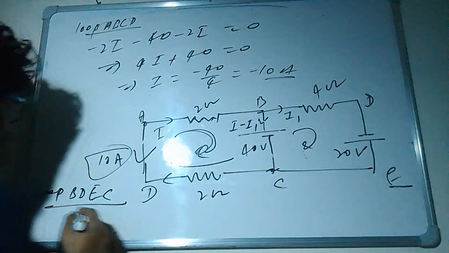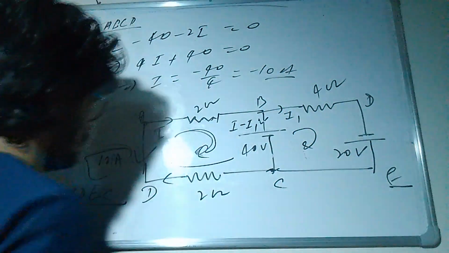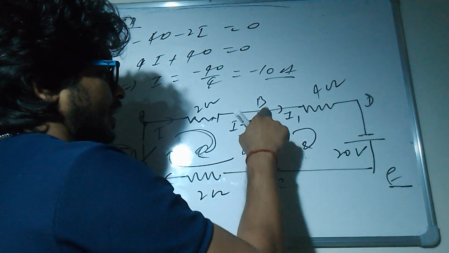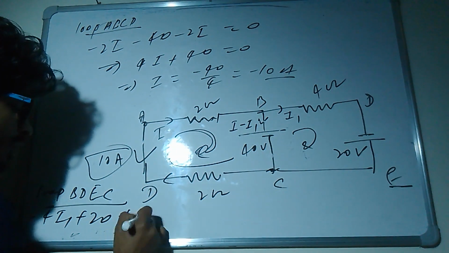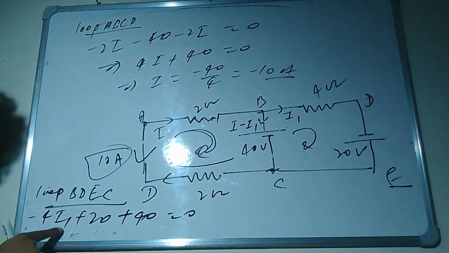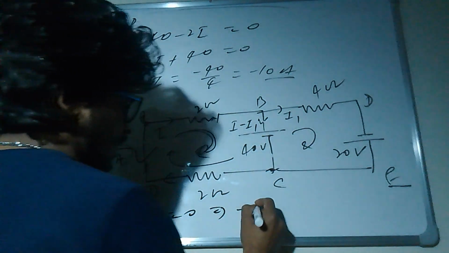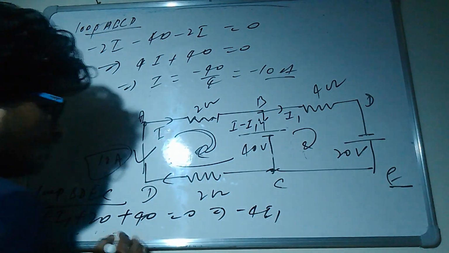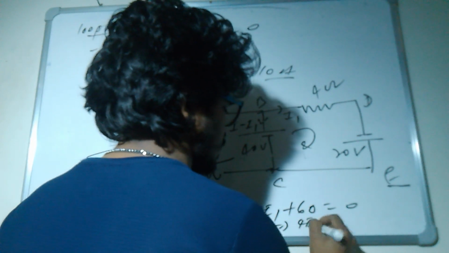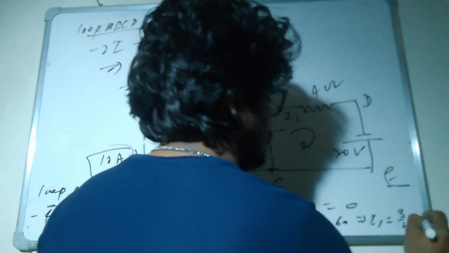So this is minus of 4I1, and then you see a plus of 20, and there is no resistor over here. Come this side, plus of 40, equal to 0. Now see, here again there is only one unknown, so you can solve it directly. So minus 4I1 plus 40 plus 20, plus 60, equals 0. From here 4I1 is 60, so I1 is 3 by 2 ampere.